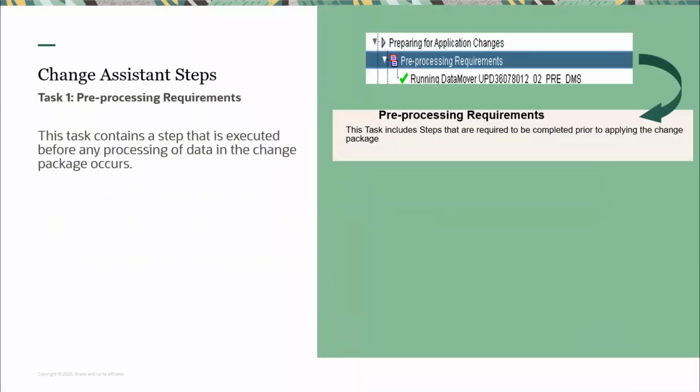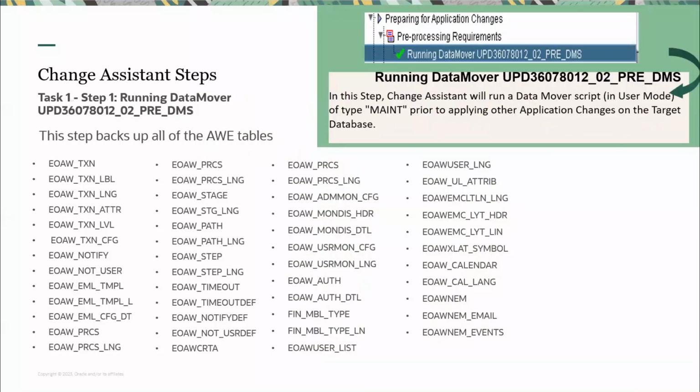All right, so task one, pre-processing. This is, like I said, at the very top, and this is really before any of the processing of data occurs in the change package, before we start running Data Mover scripts, before we start running conversion processes. It's done at the very beginning to actually preserve information. So what happens in this step is it backs up all of the AWE tables that you see here.